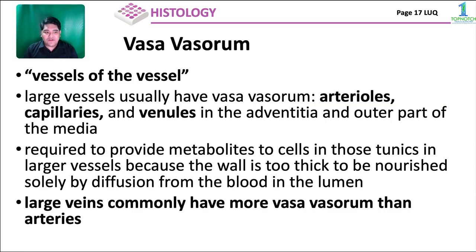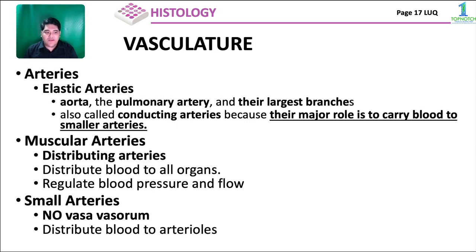Important din itong vasa vasorum. It is the vessels of the vessel. If our tissues or organs have blood vessels, syempre kailangan ng mga blood vessels natin, meron ding vessels. So usually your large vessels have your vasa vasorum. Arterioles, capillaries, and venules that is located in the adventitia and outer part of the media. So you have smaller arterioles, capillaries, and venules. Okay? Ang large veins commonly have more vasa vasorum than arteries because they carry the deoxygenated blood. So it's physiological then. Remember, vasa vasorum, vessels of the vessels.